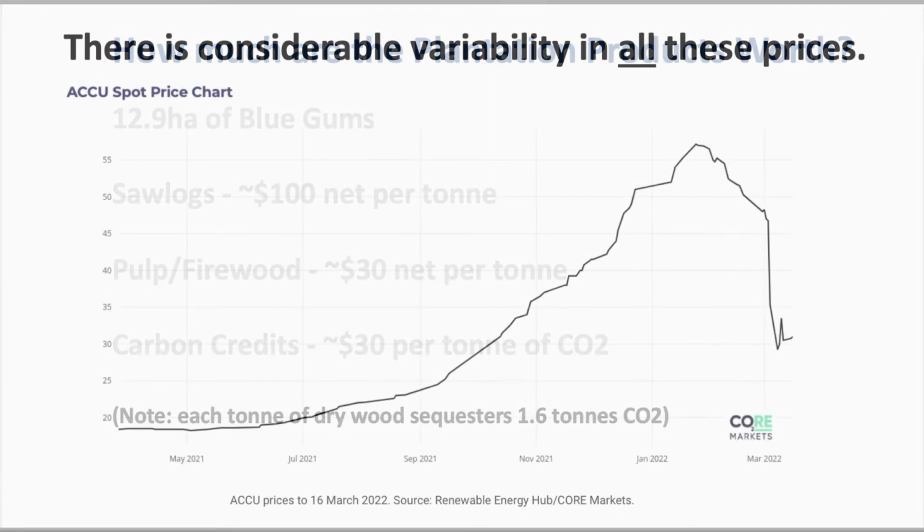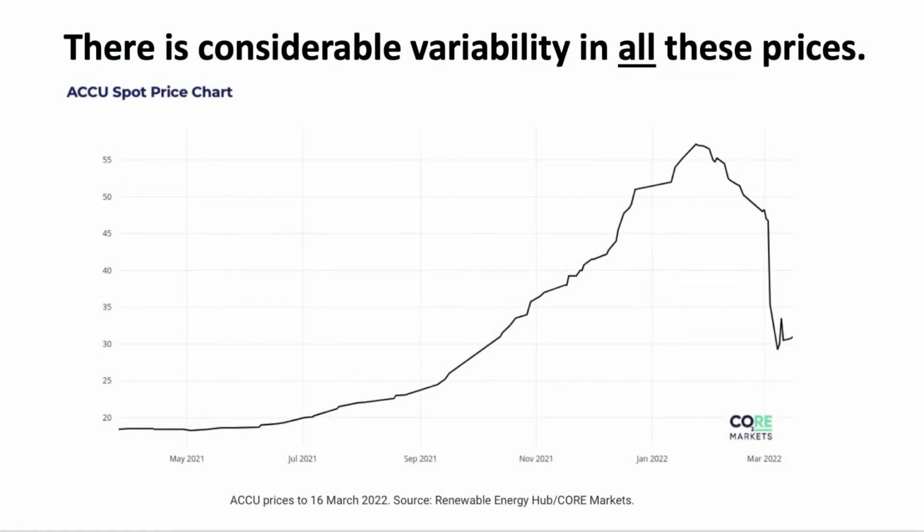I mentioned that these numbers are variable. This is just the carbon price, carbon credit price, the Australian carbon credit unit price. The spot price on the voluntary market. So it's not the money that the government pays for the carbon credits, it's what companies, private interests pay for carbon credits to offset their own emissions. And this is on a spot market. A month ago, they were trading for about $57 per tonne.